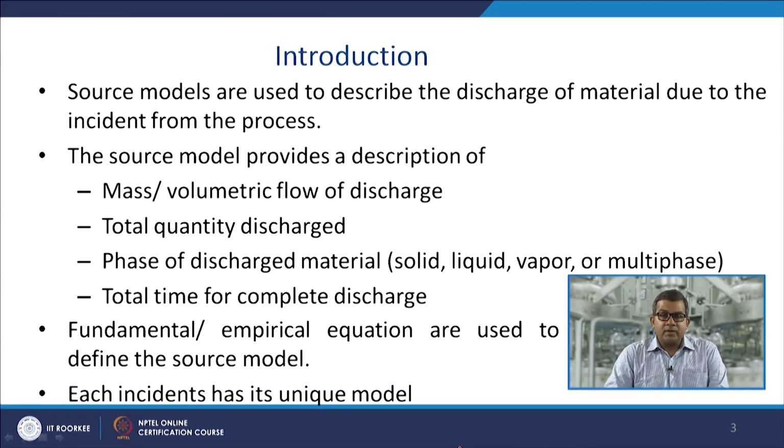So source models are used to describe the discharge of the material from the process due to the incident. This is the basic methodology of all these source models. The source model provides a description of the mass or volumetric flow of discharge and the total quantity of discharge, because sometimes you need this information to assess the safety aspect of your process or your equipment. The phase of discharged material may be solid, liquid, vapor, or sometimes multi-phase. This is again a very crucial issue, and this type of description is necessary for the source model.